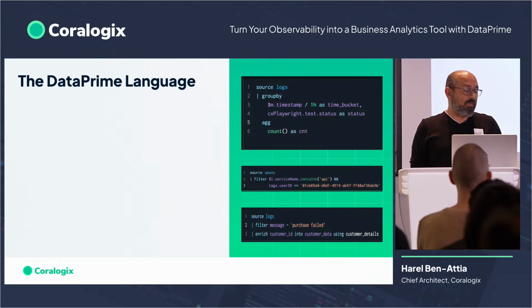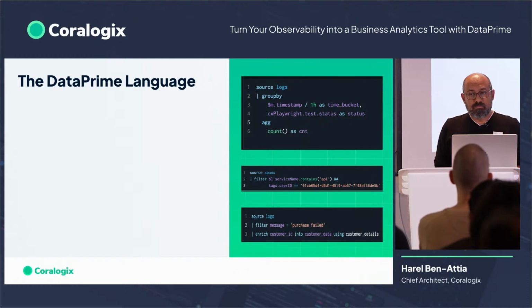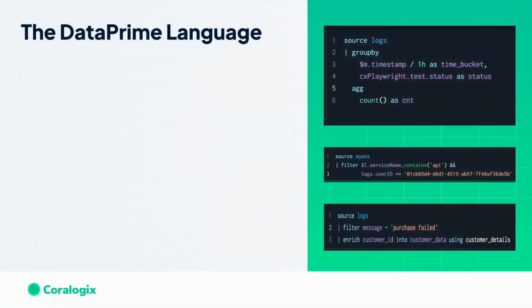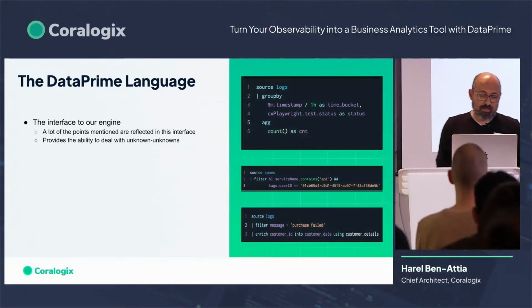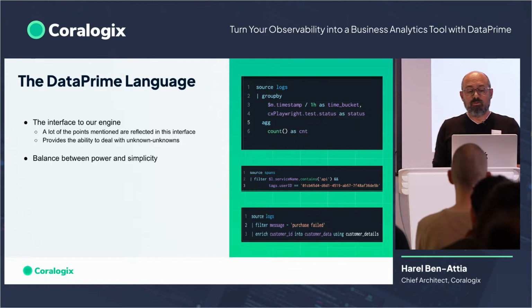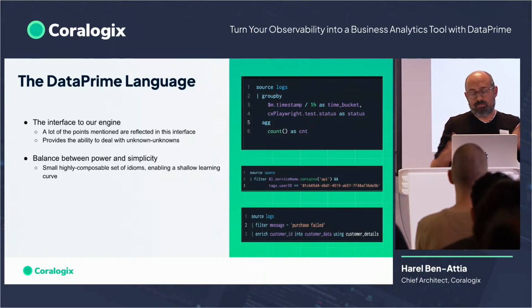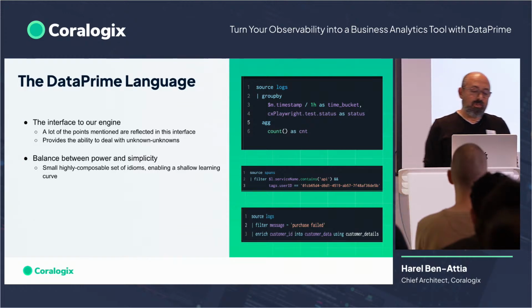Okay, so we talked about the need for analytics and why we built our own engine and dynamic schema. Now I want to dive into the actual language itself. The language itself, like we've seen in the previous sessions, is an actual interface to the engine. Most of the points that we've been discussing in this presentation are reflected in this interface, with the ability to deal with the known unknowns. The language has been designed to balance between power and simplicity. Maybe everyone aims for that, but we also.